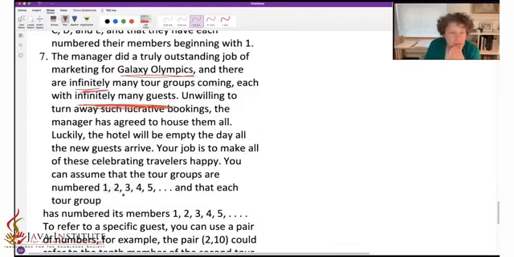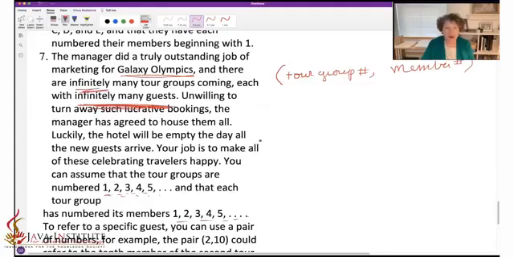So what we have here, the guests are numbered 1, 2, 3, 4, 5 forever. The tour groups are numbered like that. And so what we're going to do is a pairing the way we do on the Cartesian plane. We're going to give each person not one number, but two numbers. So the first number will be the tour group number. And the second number will be the member number. Okay, so that's how we're doing it.